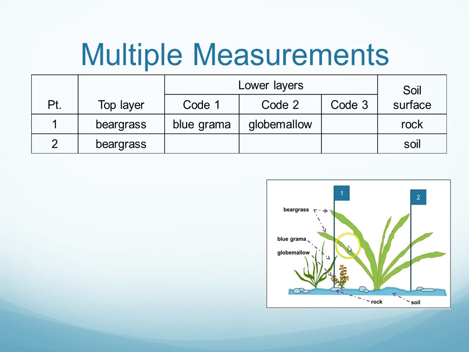Note that we don't write bare grass even though we hit it twice, because you only record one species once for each hit. And then finally, at the soil surface, the rock is recorded up here. For the second point, the hit for top canopy layer was on bare grass, and then there were no lower canopy hits, and the soil surface hit was on bare ground or soil.